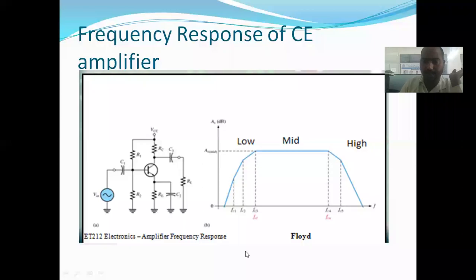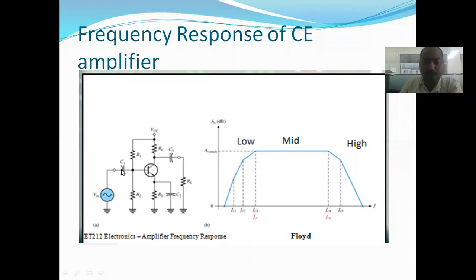These three frequencies indicate low, mid, and high frequency. So what happens when we apply the signal? That signal has the low frequency. Low frequency indicates a signal with a frequency of 0 Hz to 50 Hz. What does it indicate when a 0 to 50 Hz signal is applied to the input of this capacitor? So what happens?